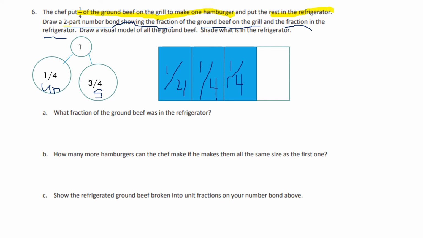I would like you now to try A, B, and C. So A is asking what fraction of the ground beef was in the refrigerator. B is asking how many more hamburgers can the chef make if he uses them all the same size as the first one. So that's a big part. All the same size as the first one. And show the refrigerator broken into unit fractions in a number bond from above. So pretty much all these are easy because you have everything right in front of you. So take your time and let's see.